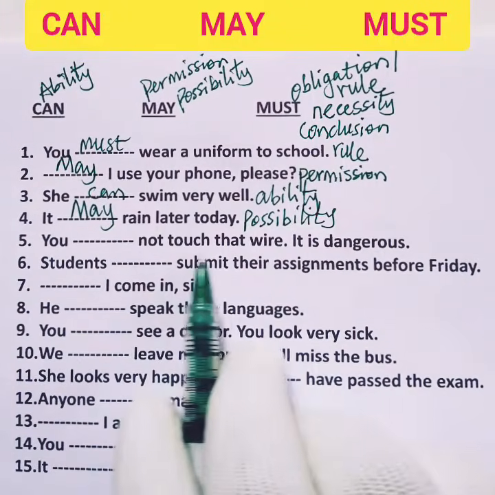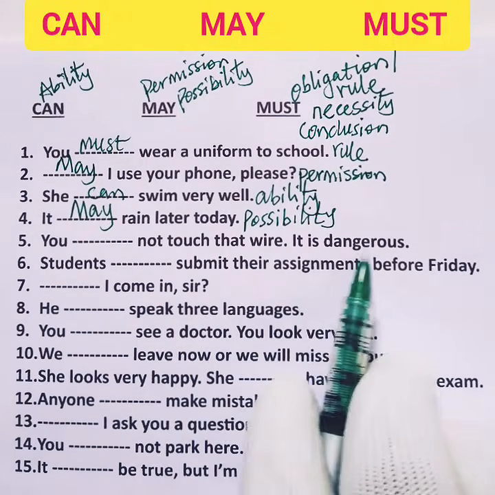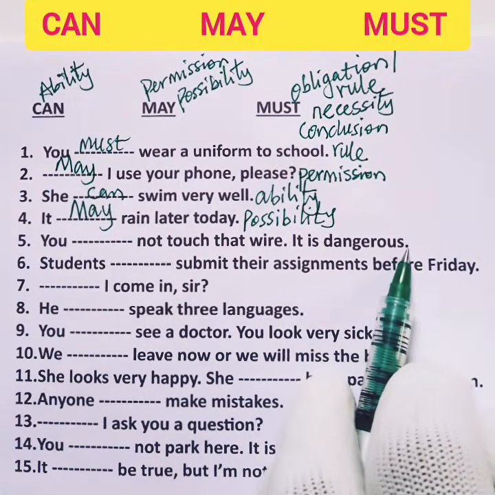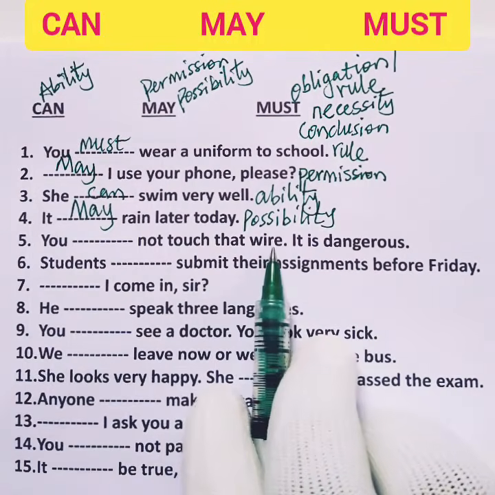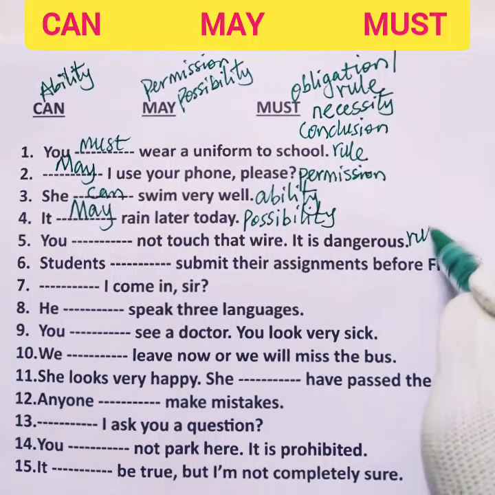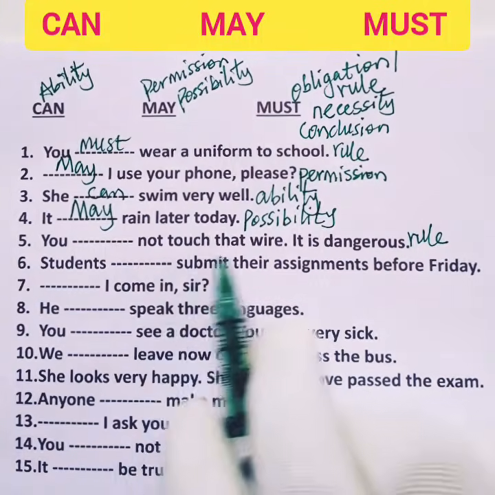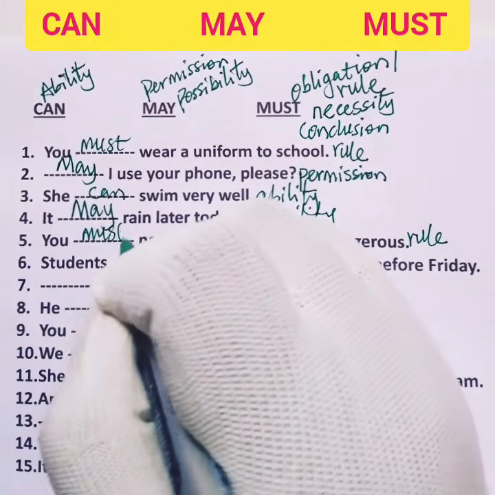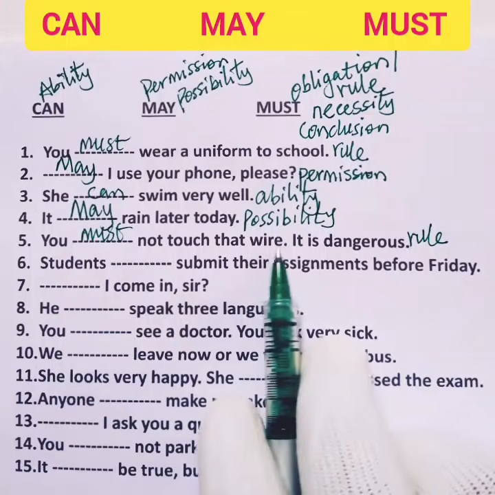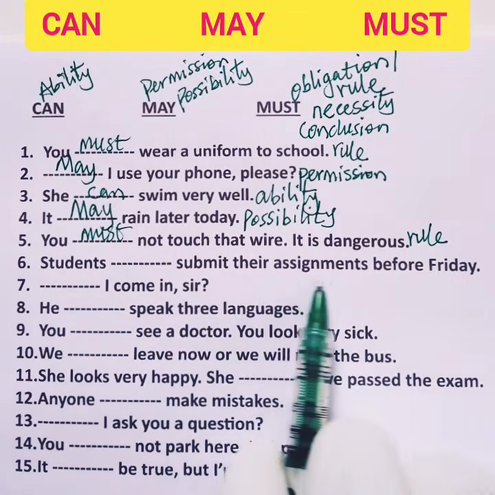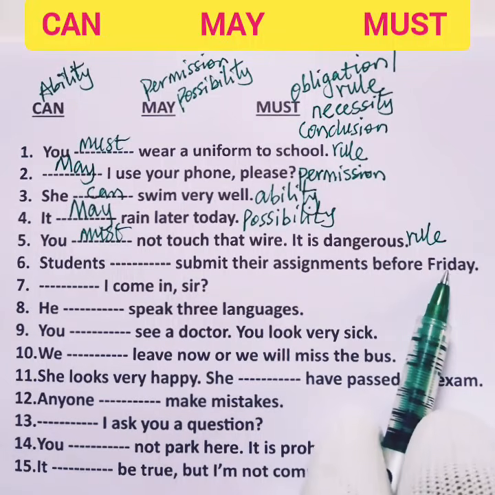5. You blank not touch that wire. It is dangerous. This sentence expresses prohibition. That means it is a rule not to touch the wire because it is dangerous. So this is about a rule. To express rule, use must. You must not touch that wire. It is dangerous.